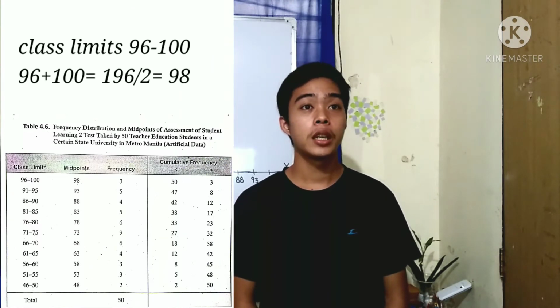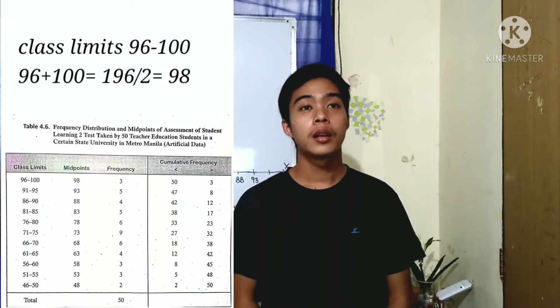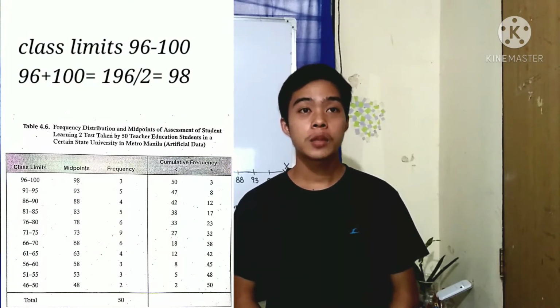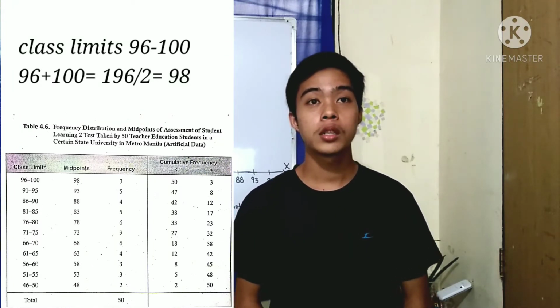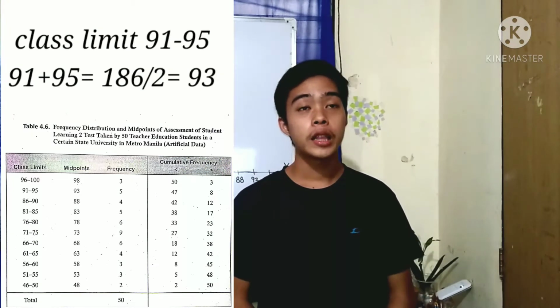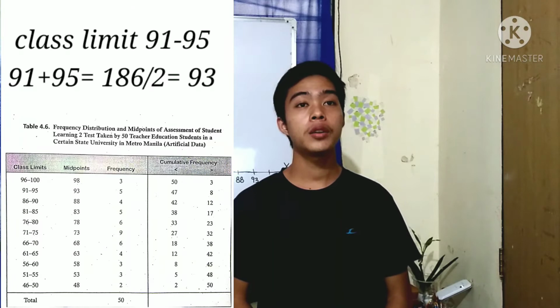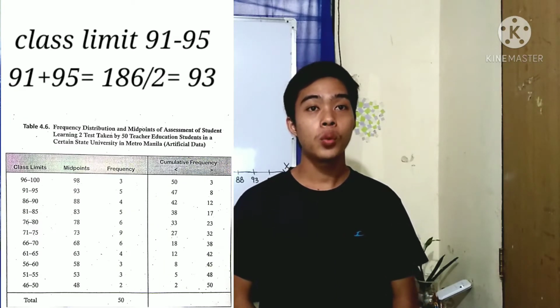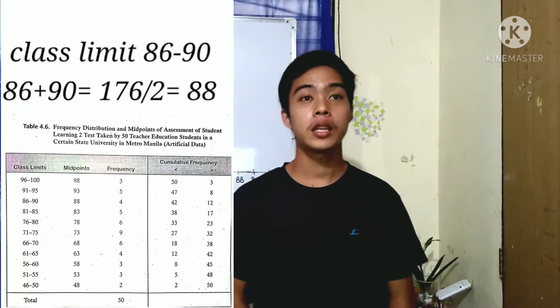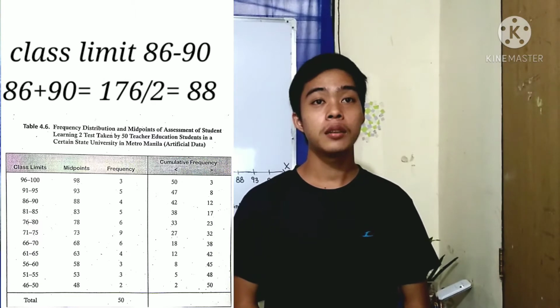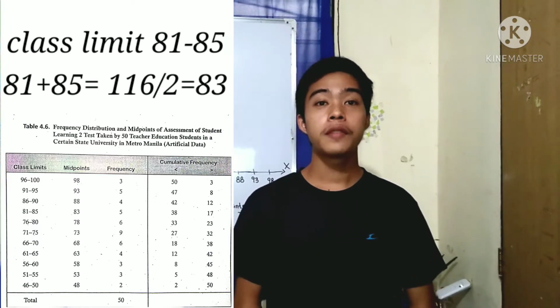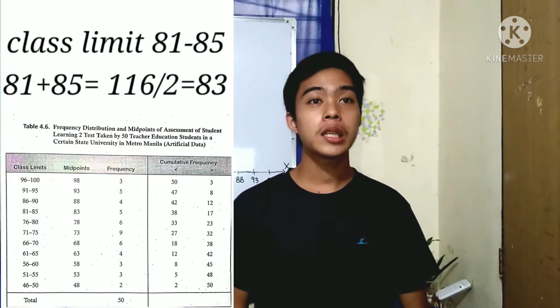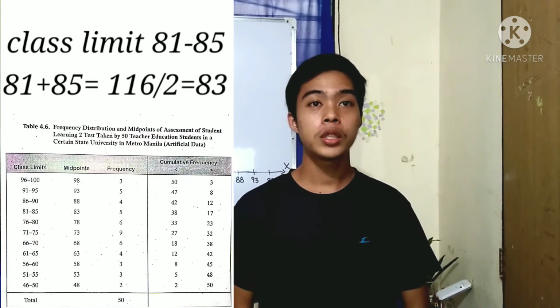In our class limits, in 96 to 100, you will just add 96 plus 100 equals 196, divided by 2 equals 98. 91 plus 95 equals 186, divided by 2 equals 93. 86 plus 90 equals 176, divided by 2 equals 88. 81 plus 85 equals 166, divided by 2 equals 83.